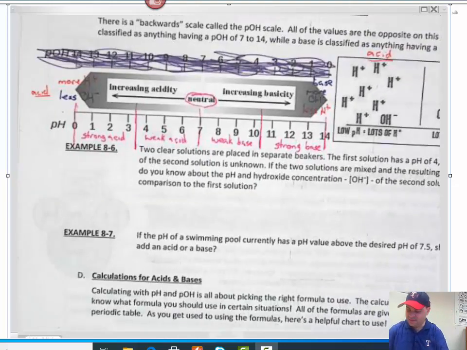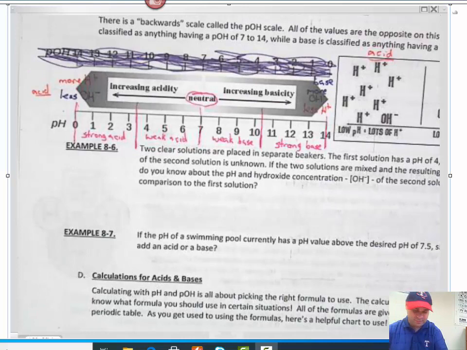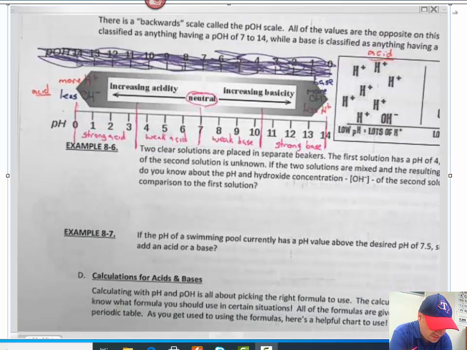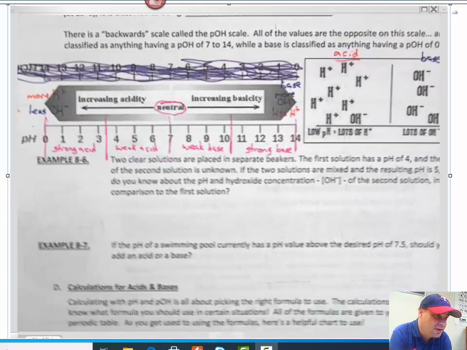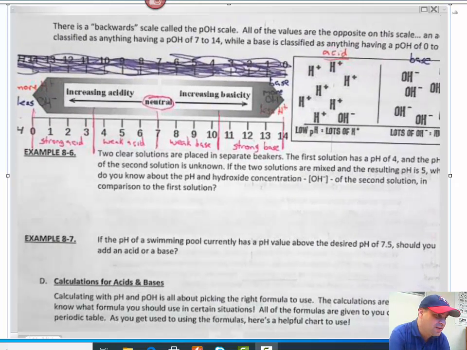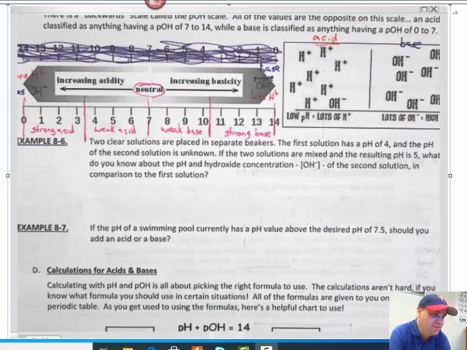Let's look at example 8.6. Two clear solutions are placed in separate beakers. The first solution has a pH of 4, and the second solution has a pH that is unknown. The two solutions are mixed together, and the resulting pH is 5. What do you know about the pH and the hydroxide ion concentration of the second solution compared to the first?